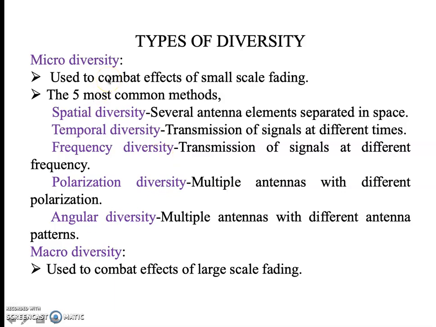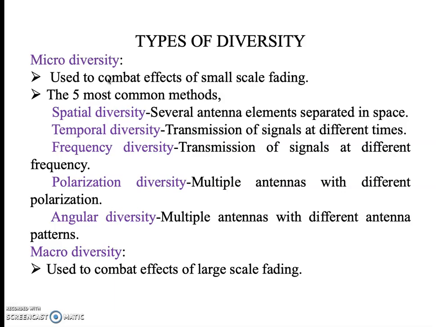The next one is types of diversity. The first one is microdiversity. Microdiversity is used to overcome the effects of small scale fading. The most common methods of microdiversity are: the first one is spatial diversity. Here several antennas are used at the receiver side and these antennas must be properly separated.